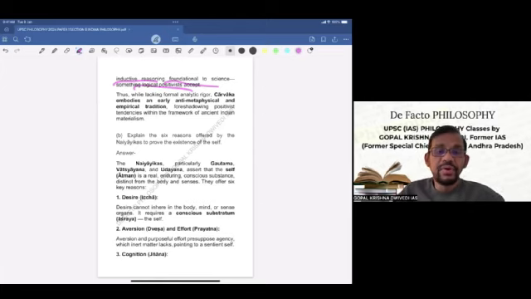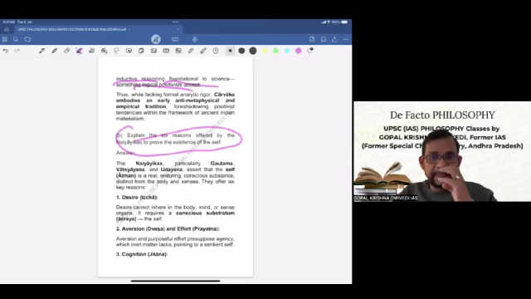Now we'll come to the next part: explain the six reasons offered by the Nyayikas to prove the existence of self. So this is a very, very direct question. You have to tell the six reasons which have been offered by the Nyayikas. Now the answer. The Nyayikas, particularly Gautama, Vatsyayana and Udayana, assert that the self, that is Atma, is a real, enduring, conscious substance distinct from the body and senses. They offer six key reasons.